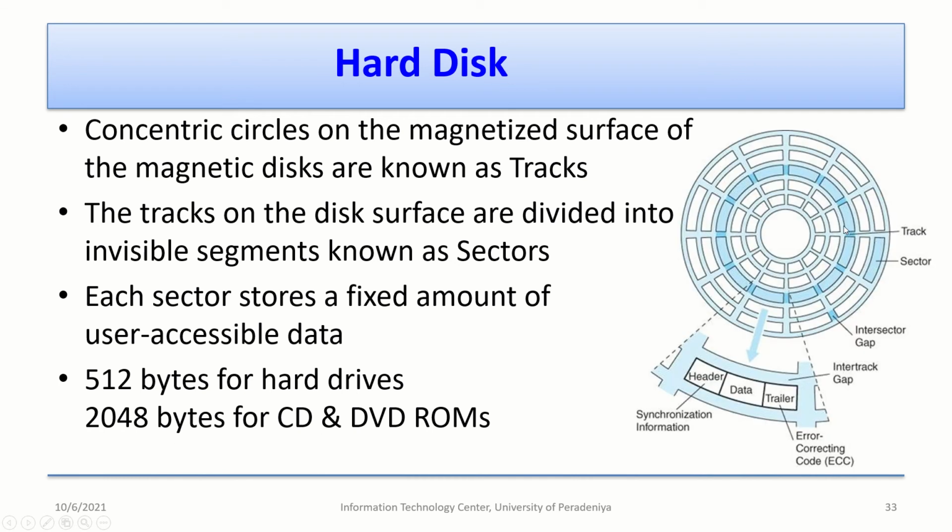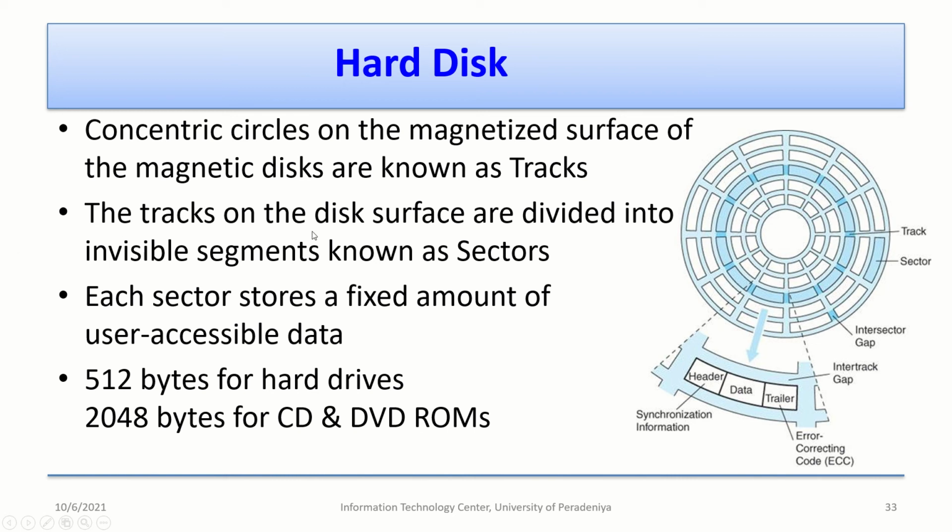All right, so this is the image. In a hard disk, if there is one surface, we can identify a number of tracks. These are called tracks. Then one particular track is divided into these kinds of sections we call sectors. All right, sectors.